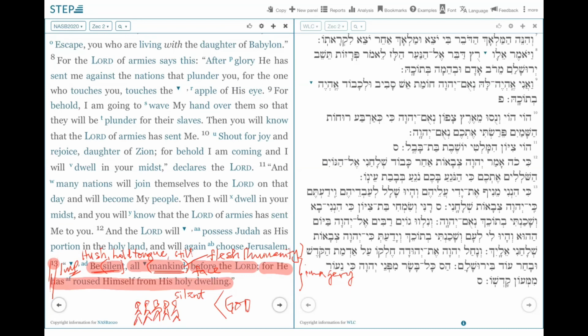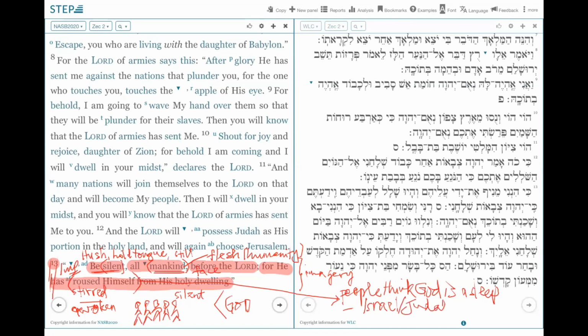And the reason is this, that God is roused. God is stirred. And so the picture given to us is that he is awoken. And so let me use this as a final explanation. People think that God is asleep. Why? Because Israel, or you use the word here, Judah, is humiliated. So the idea is, where is God?